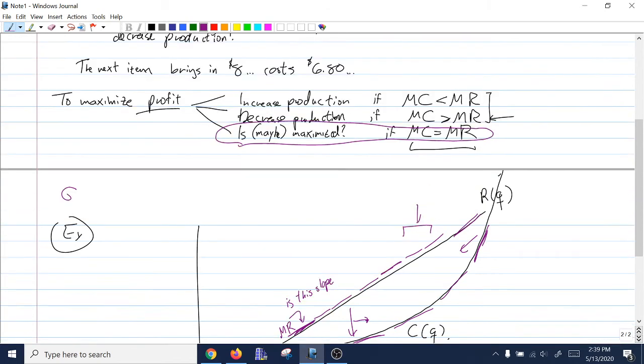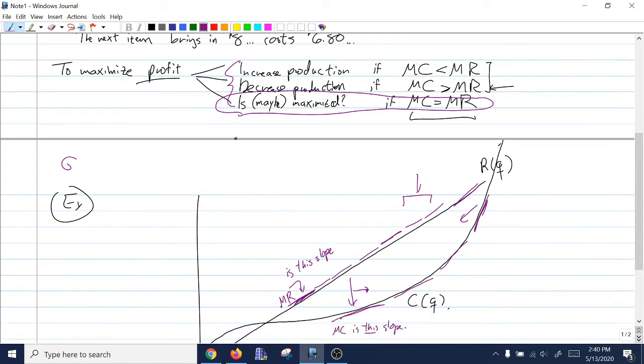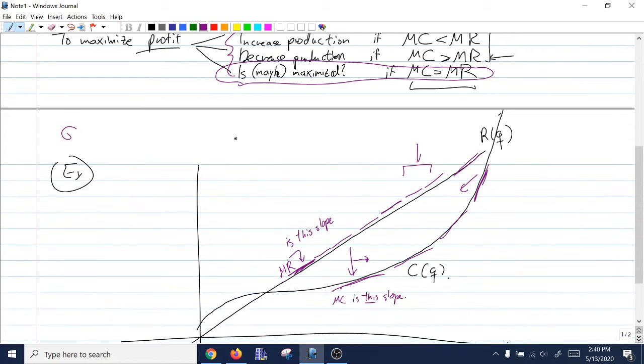This is exactly what these concepts are telling us, that when the revenue graph is steeper than the cost graph, scooch to the left. If the cost graph is steeper than the revenue graph, scooch to the right. And things are going to be best when they're exactly even. Where are they exactly even? Looks to me like it's right about here.